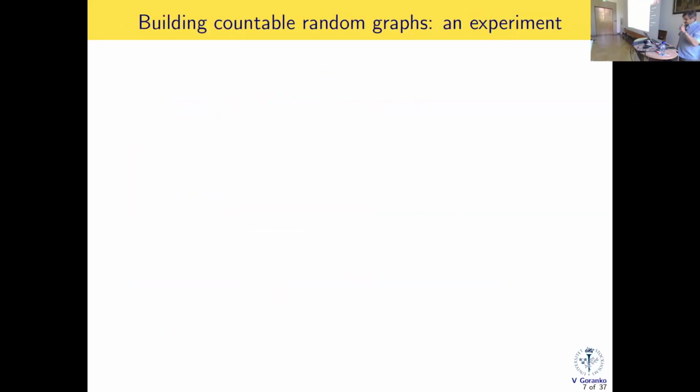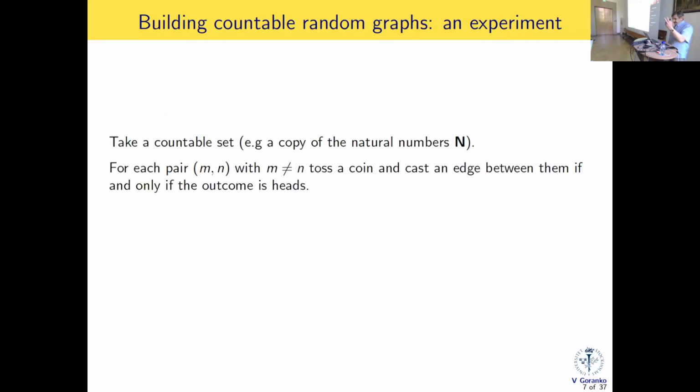Okay, now, next. So here is a mental experiment. Take a countable set, like a copy of the natural numbers, and then for every pair of different natural numbers, toss a coin. It may be a fair or biased coin, doesn't really matter. Toss a coin, and if it ends up heads, then cast an edge between M and N, that is, declare that M and N are related, and otherwise not. Okay? And you do that, well, mentally for every pair of different natural numbers. And so the result would be what we can call a random countable graph, a randomly constructed countable graph.